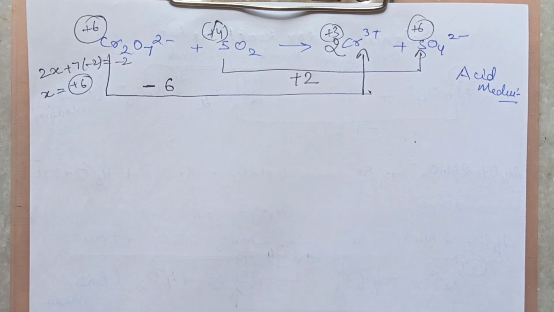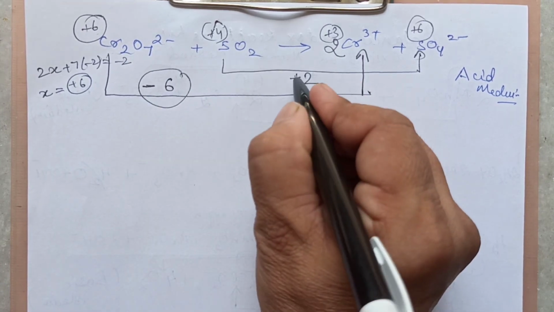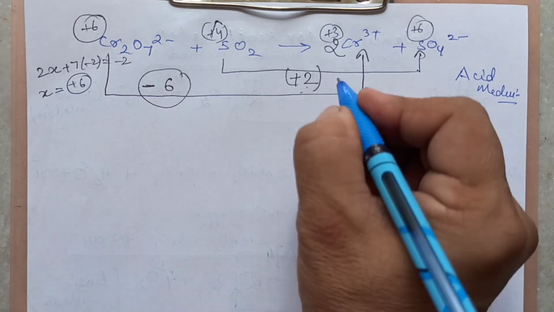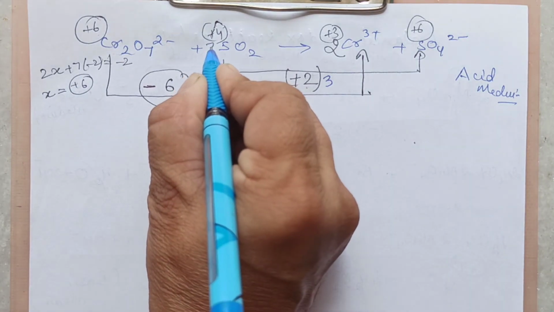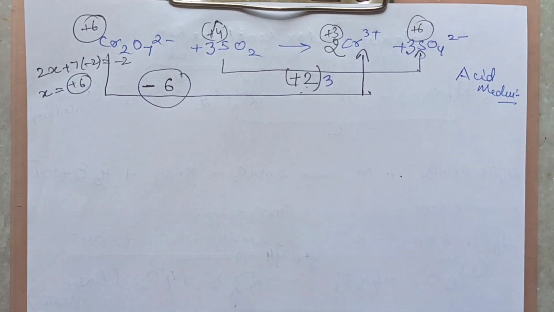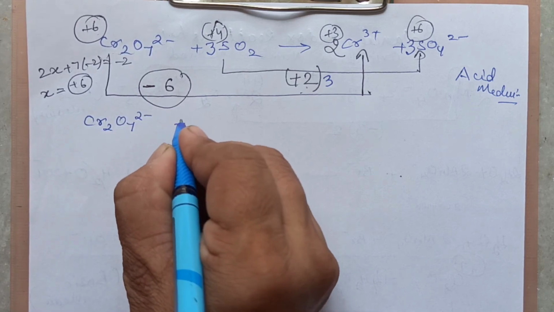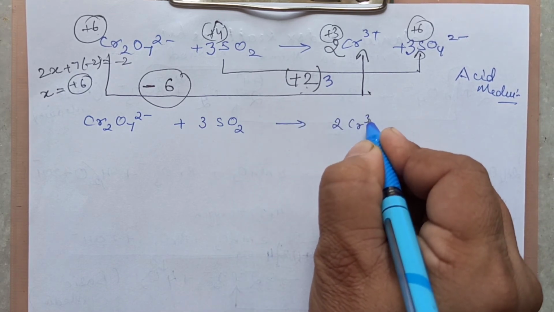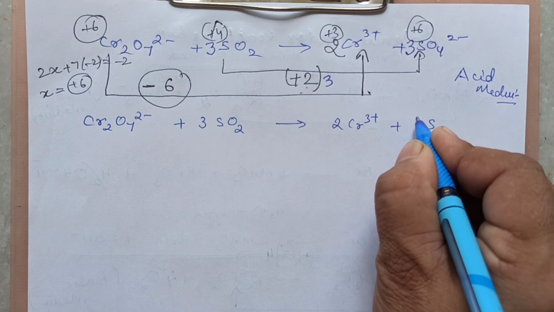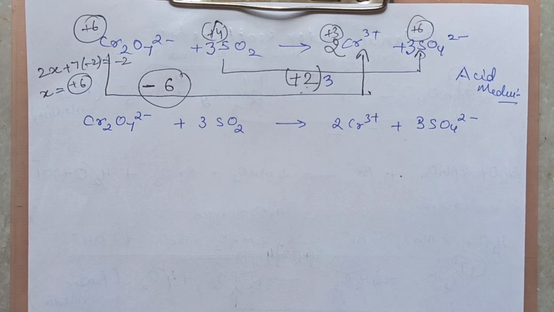Now we have to make the increase equal to the decrease. The decrease is by 6, but the increase is only by 2. That means we have to multiply this with 3. So when I have to multiply with 3, I can put these coefficients here. I can write 3 here and 3 here. On both sides we will write the coefficients. And whatever coefficients I have written, I will rewrite the whole equation, putting those coefficients here now. 3SO2 forms 2Cr3 plus, 3SO4 2 minus.